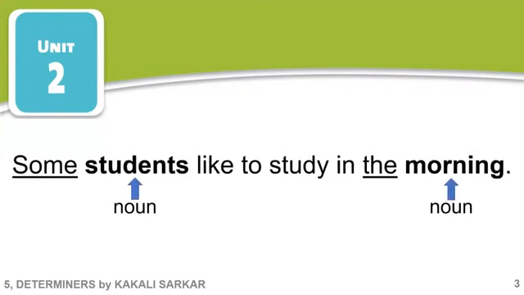Some students like to study in the morning. Here you can see two bold words, students and morning. They are nouns. So how many students? We don't know the exact number. Some is the word which identifies the number of the students. Some students. It might be 8 or 10, 12, 15, any number. The exact number we don't know. So we are using the determiner some.